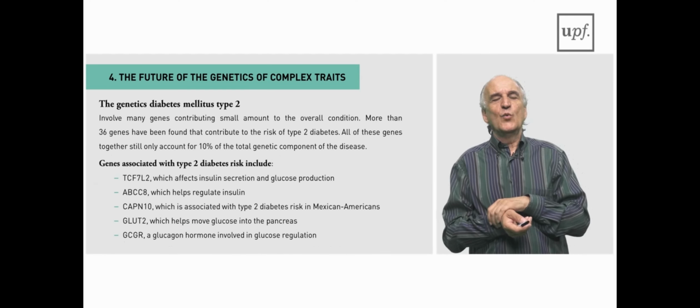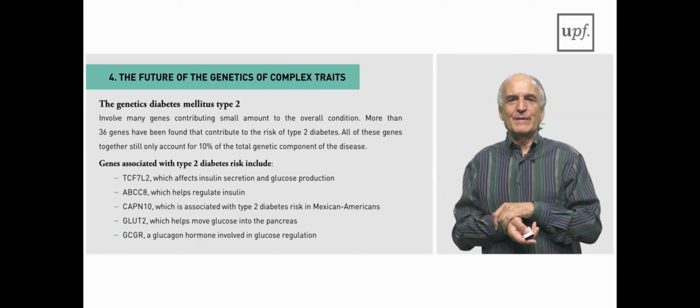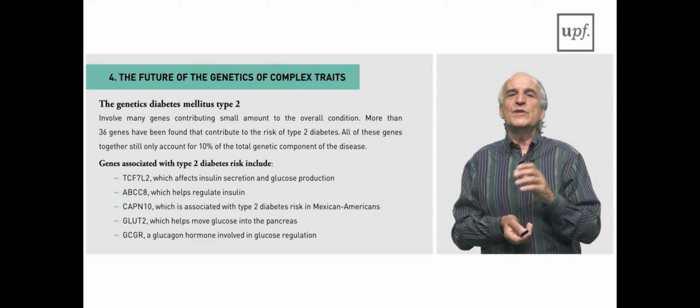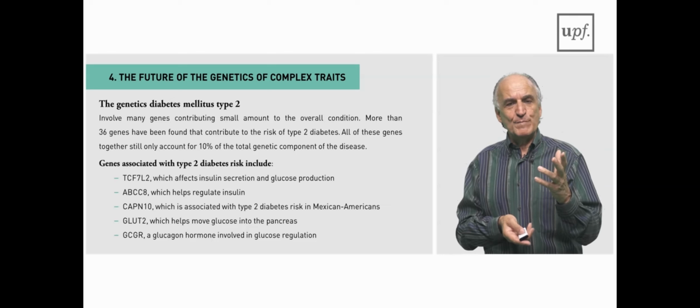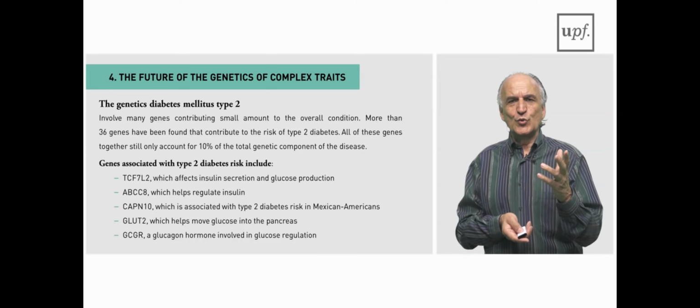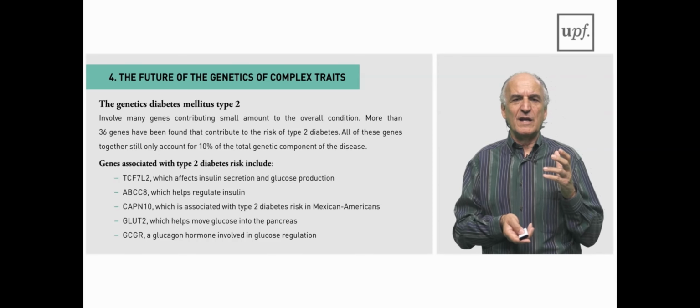For example, we have cases, maybe the best known is the genetics of diabetes mellitus type 2, in which there is a list of genes. Some of them are very interesting because people didn't know these genes were related to the etiology of the disease, but now we know they are.